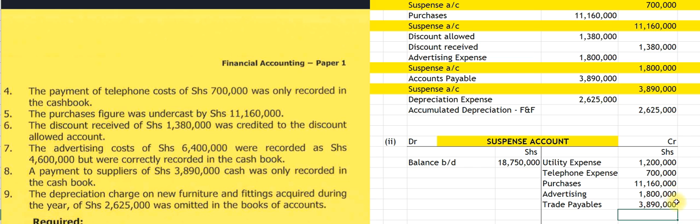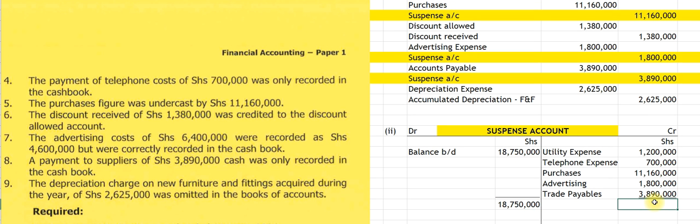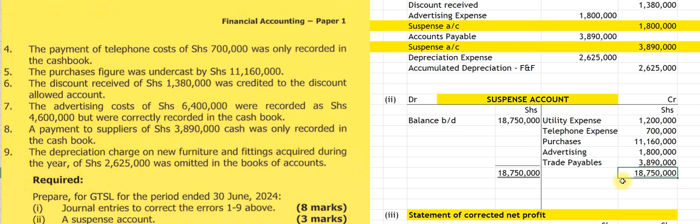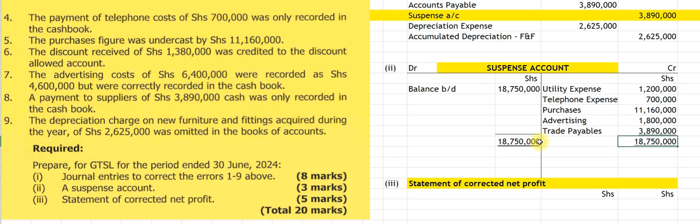Now you have to balance off your suspense account. On balancing, you find that your debits should always equal the credits on correction. On allocation and correction of these errors, the debits of the suspense account should be equal to the credits because the errors have been identified and corrected. So the suspense account balance has to disappear. As you can see now, there is no balance after the correction of these errors.